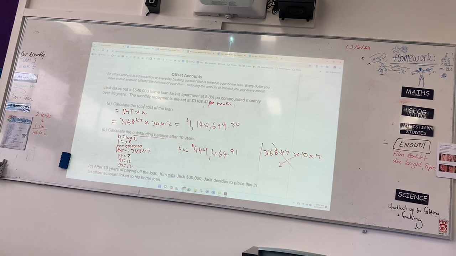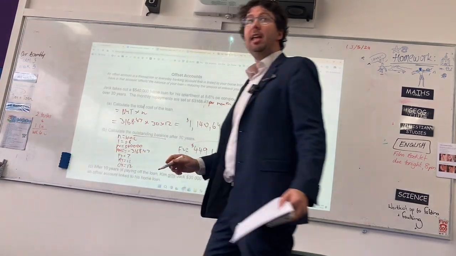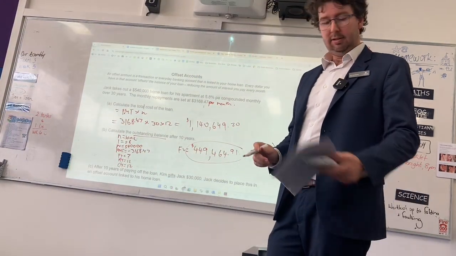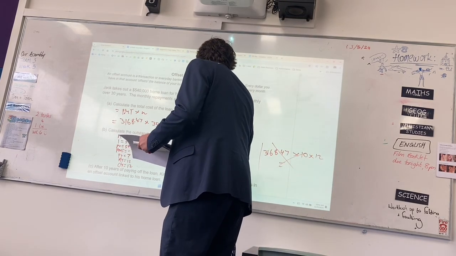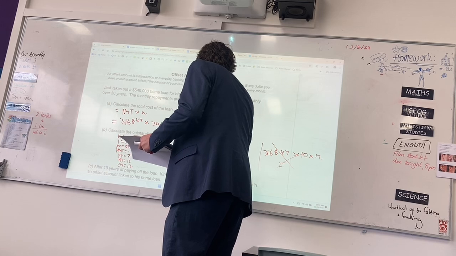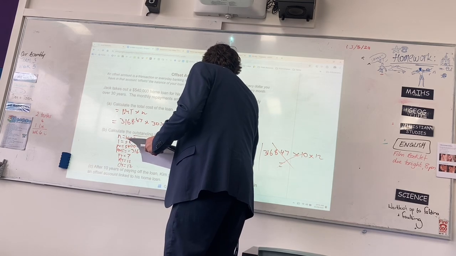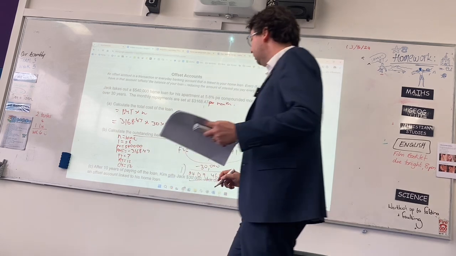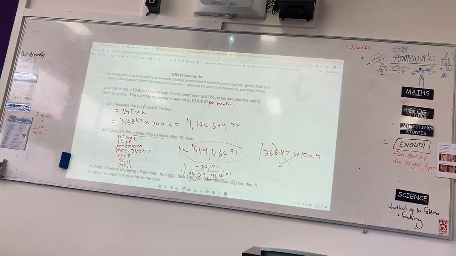So in the bank's mind, how much are they going to charge interest on? That, take away 30,000. So the answer for part 1 is that, take away 30,000. So $409,464.91. So you just take away the 30 grand.